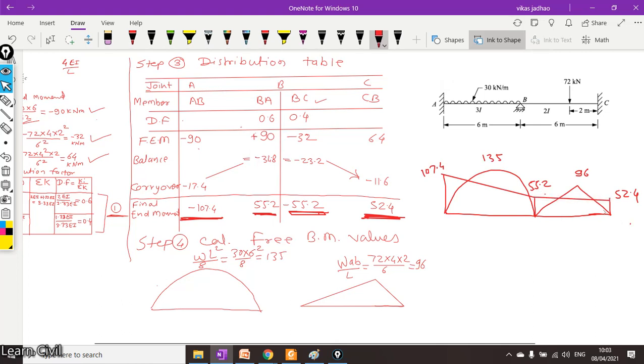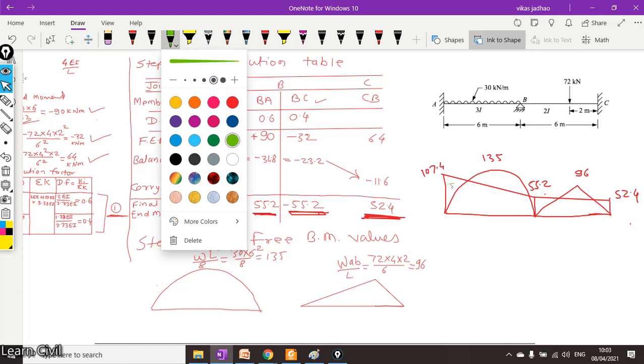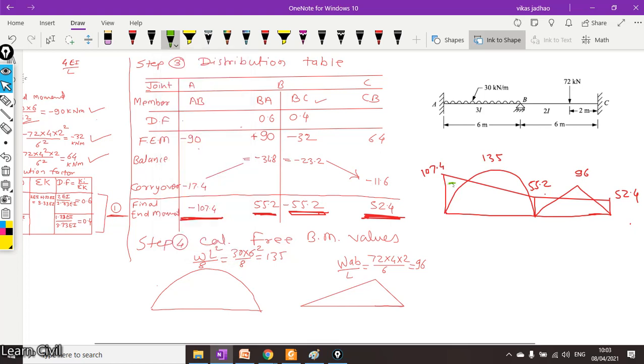This is your final bending moment diagram. This portion is negative, this is positive, this will be negative, this will be positive, and this will be negative. You can draw like this also. This will be the effective portion of your bending moment diagram. For this particular hatched portion we will be designing that particular beam.